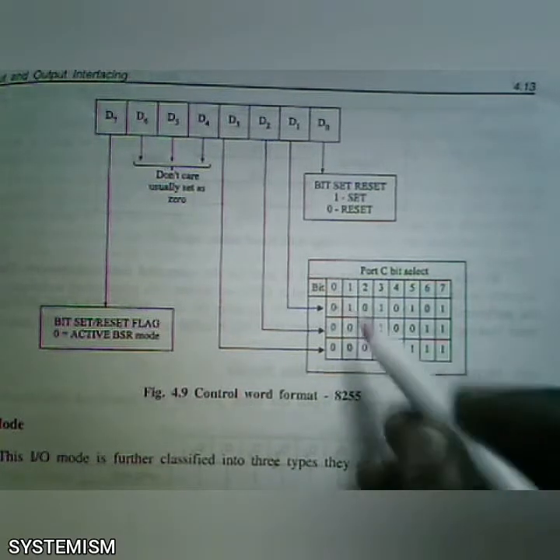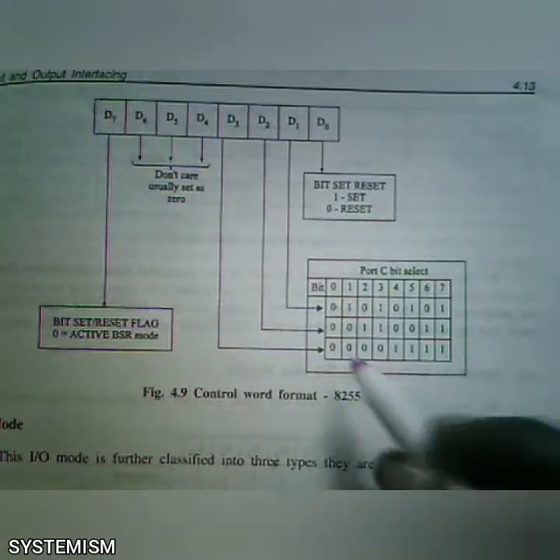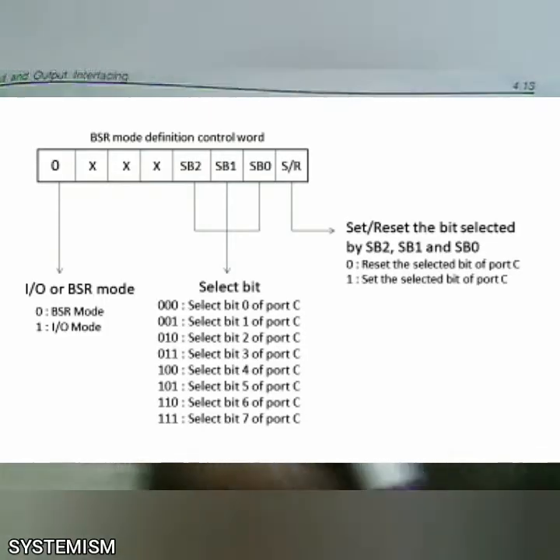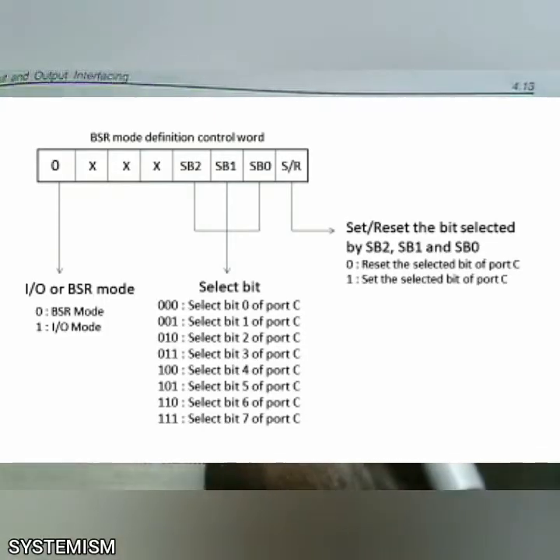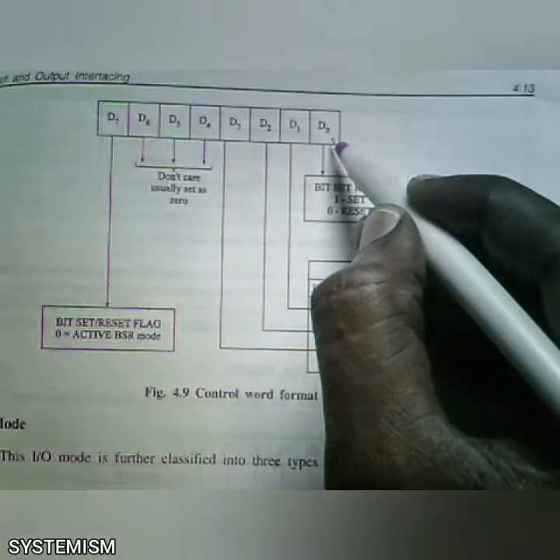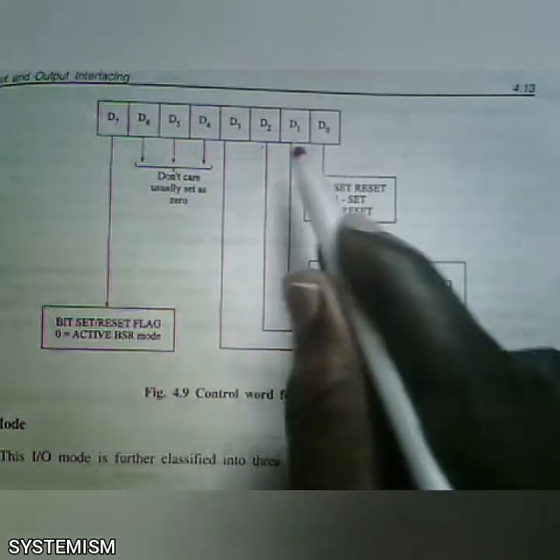If this is 001, then bit 1 is selected. So you can select any bit at this area. So if I am selecting 010, then PC2 is selected, isn't it? So we can select any bit, and by means of this bit you can say whether you want to set that bit or reset that bit.